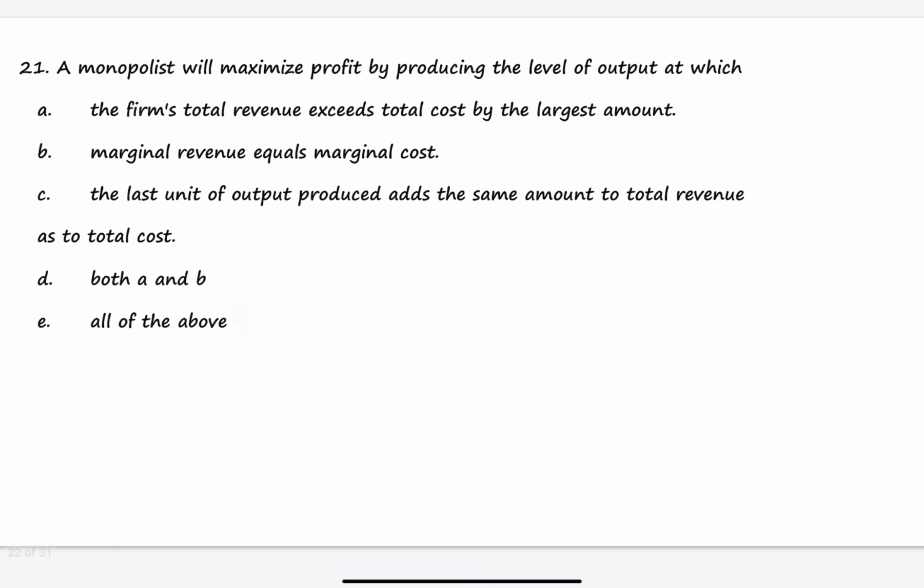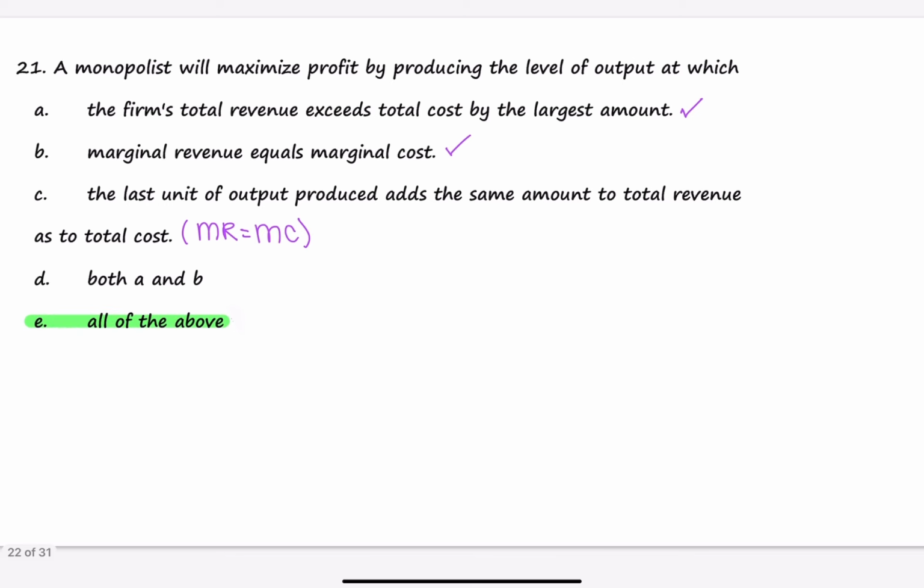A monopolist will maximize profits by producing the level of output at which the firm's total revenue exceeds total cost by the largest amount. That's true. Marginal revenue equals marginal cost. That's true. The last unit of output produced adds the same amount to total revenue as the total cost. This is actually the definition of marginal revenue equals marginal cost. So our answer is all of the above.